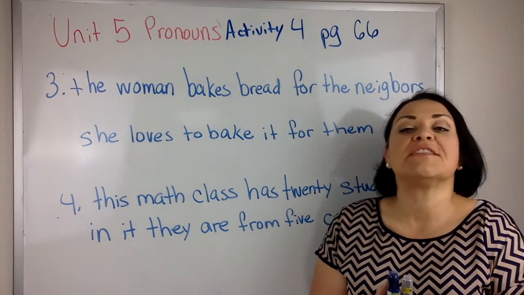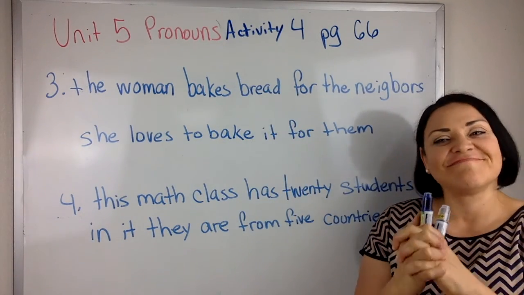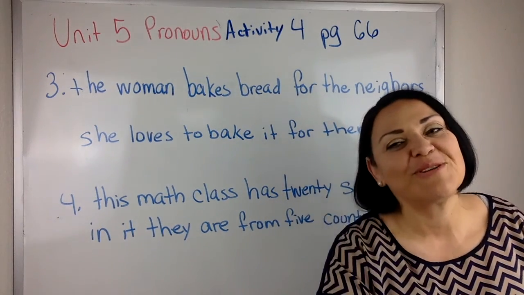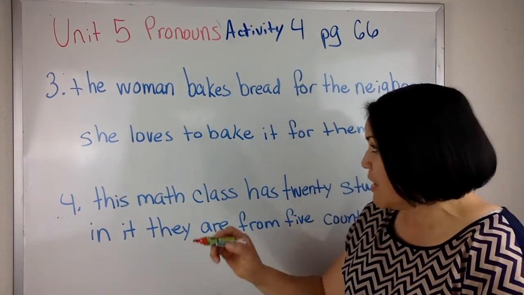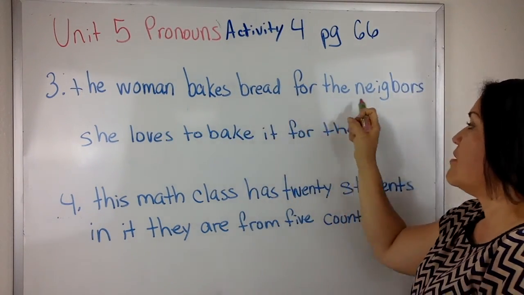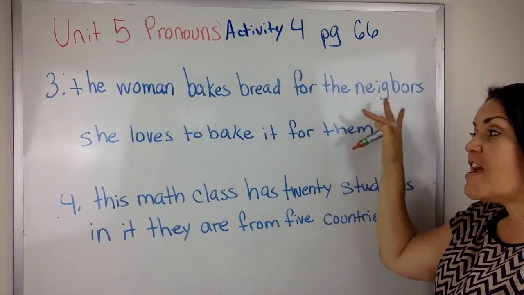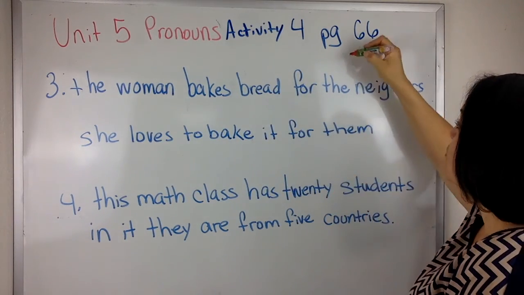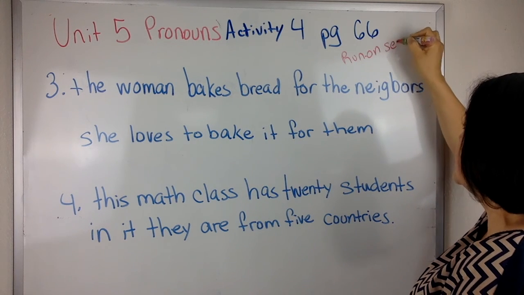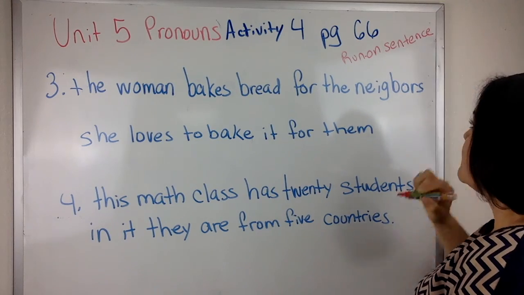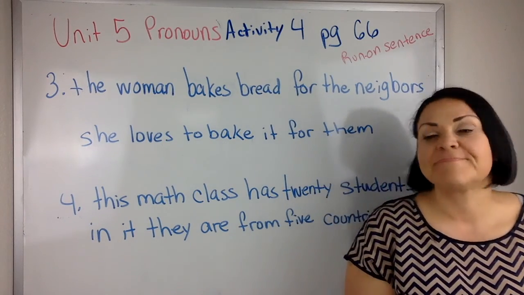So first, let's look for my favorite thing. What is my favorite thing to look for? The verb. The verb will always help us know where 2 sentences are, right? So, the woman bakes bread for the neighbors. She loves to bake it for them. Okay, so when it's very long like this, we will call it a run-on sentence. That means it goes on and on and on, and we need to break it apart.